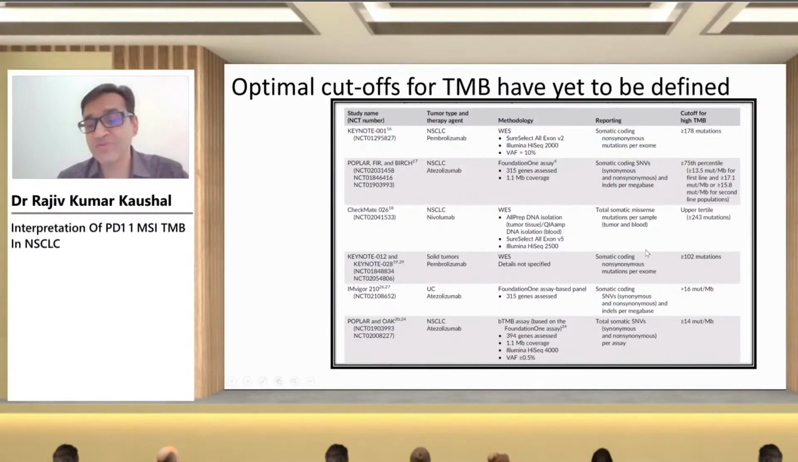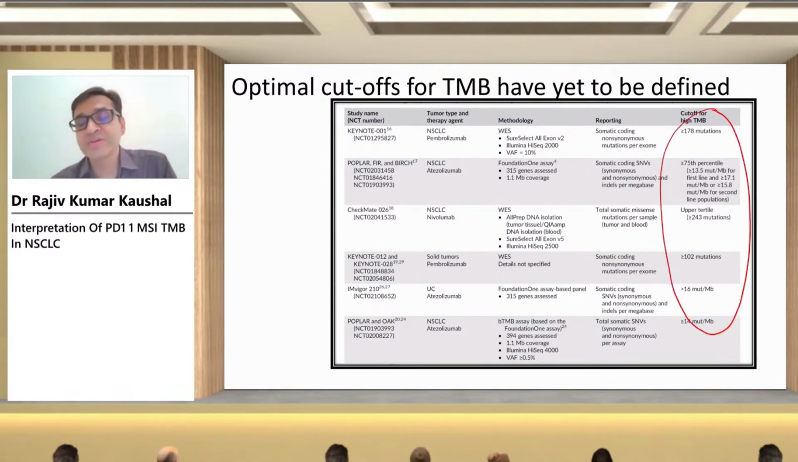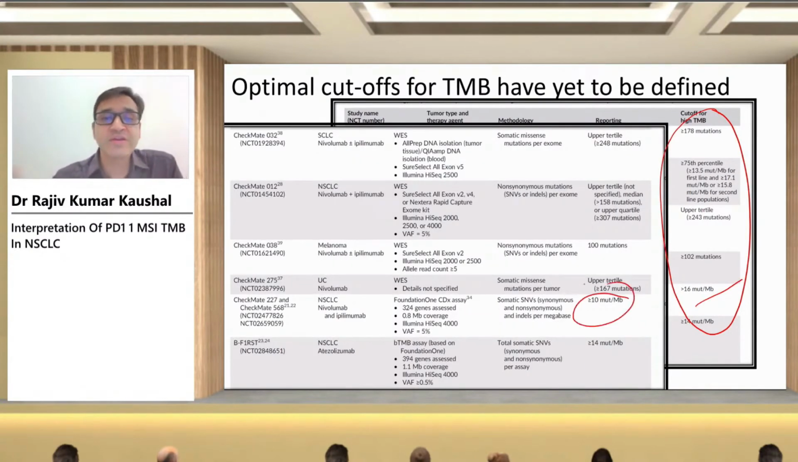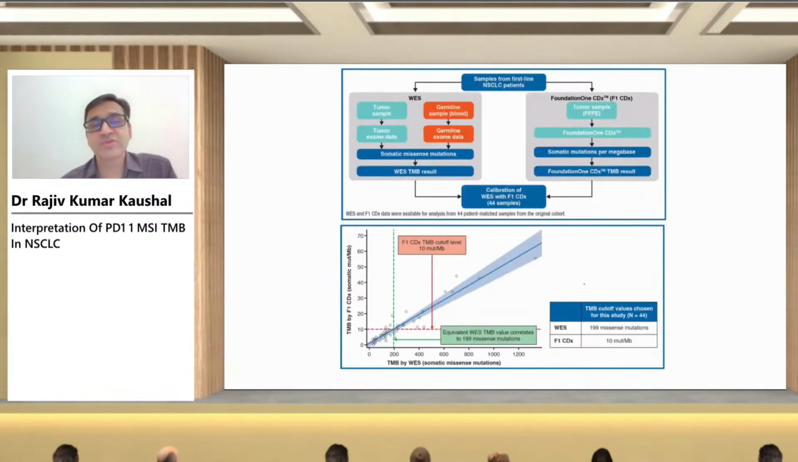To see is that there is a variability for the TMB cutoffs which is used in the various trials. As you can see, in some trials the number of mutations were used, and some say a cutoff of like 16 or 10 as per Foundation. So there is a variability in the cutoffs which also brings some challenges when you interpret this TMB for the clinical use.